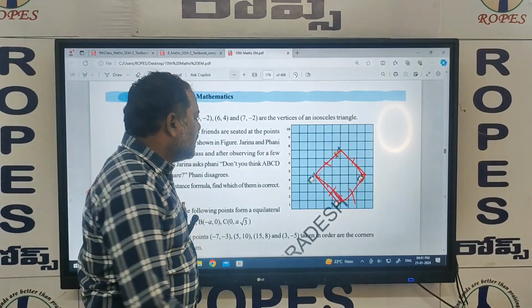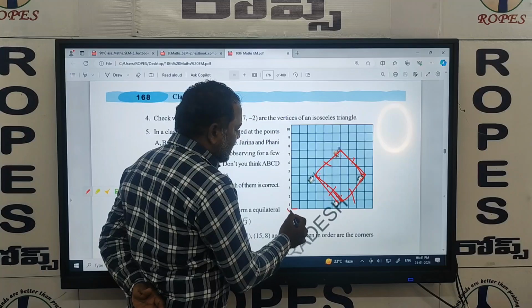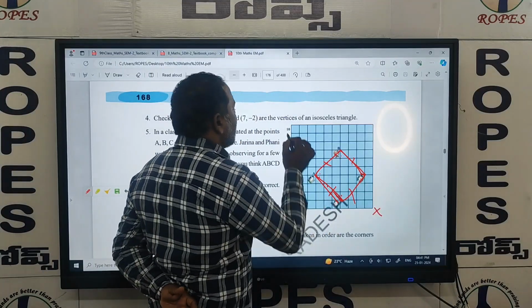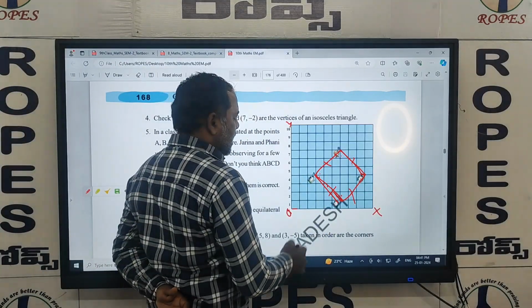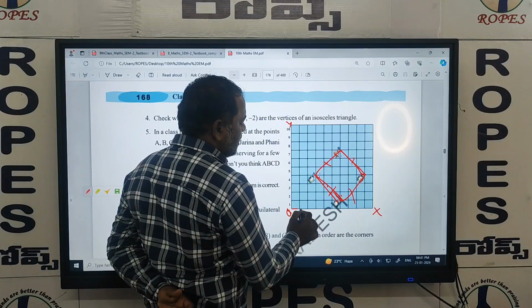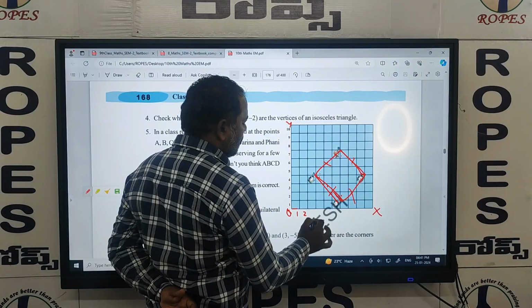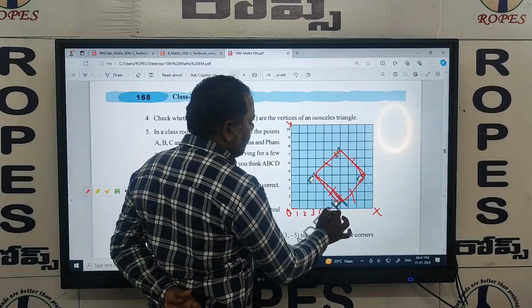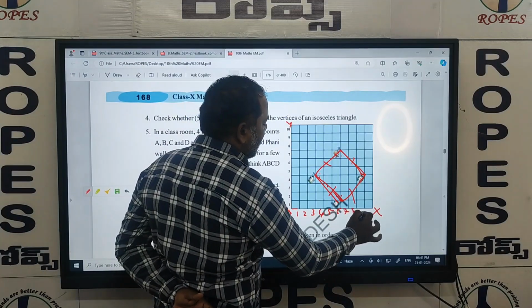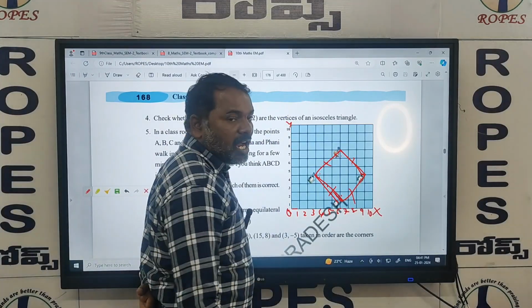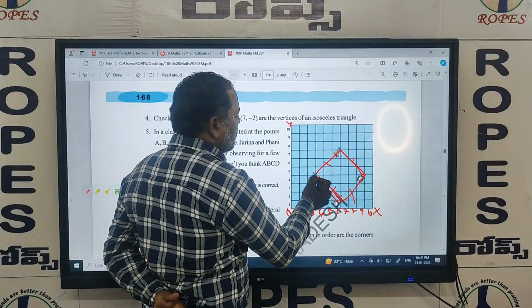So we have to prove this. This is the x-axis, this is the origin, and this is the y-axis. Here also, taking the first box as 1, 2, 3, 4, 5, 6, 7, 8, 9, 10, like this we have to take. After taking this, we have to write the points.